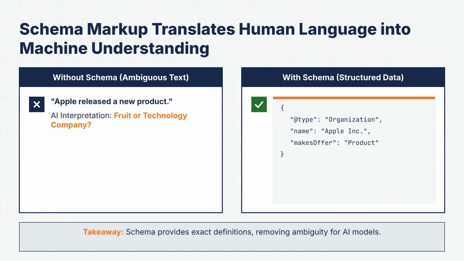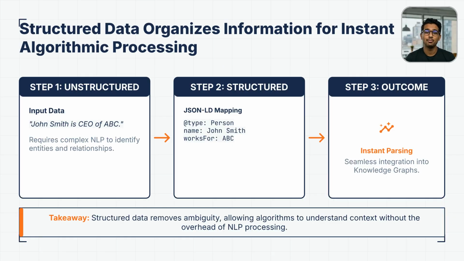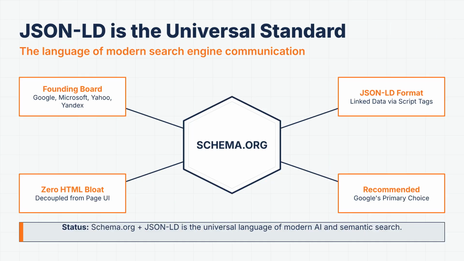Schema markup acts as a translator, turning human language into machine-understandable data. It removes ambiguity, helping AI models clearly define what your content is about. By structuring your data, you enable algorithms to parse information instantly. This skips the need for complex, resource-heavy natural language processing, making your content more accessible to knowledge graphs.